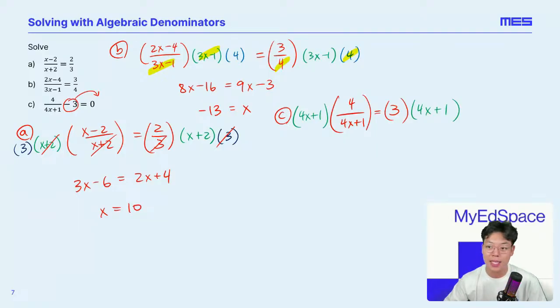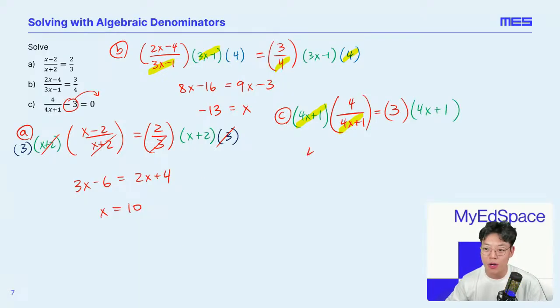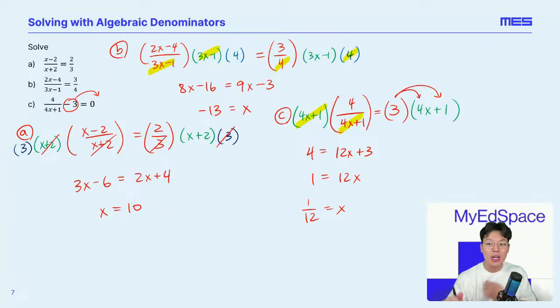Great, Zaira. Great, Maddie. So now, let's use the highlighter function again. Just have some fun. 4x plus 1, 4x plus 1. Boom, boom. And now we have 4 is equal to, don't forget to distribute to all the terms in the parentheses, 12x plus 3. We subtract 3 on both sides, and now we know x is going to equal 1 over 12.